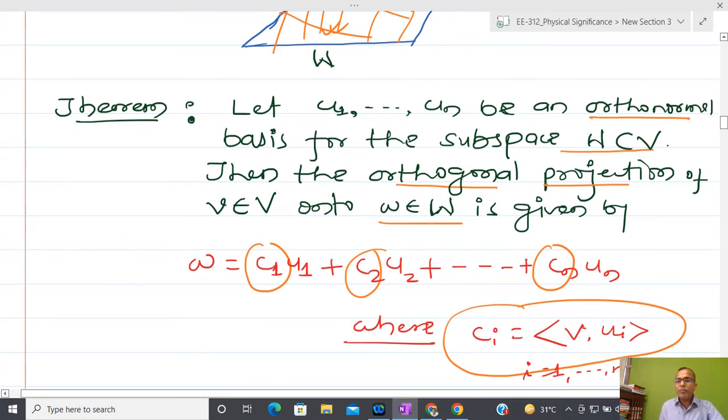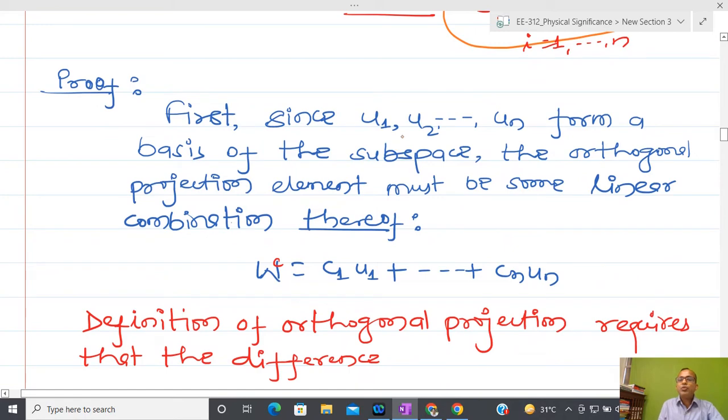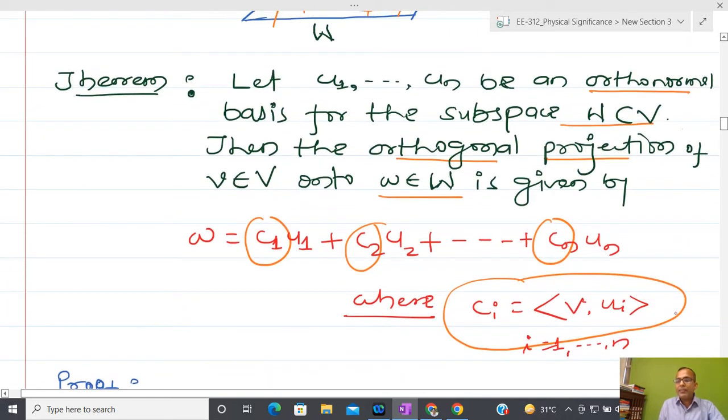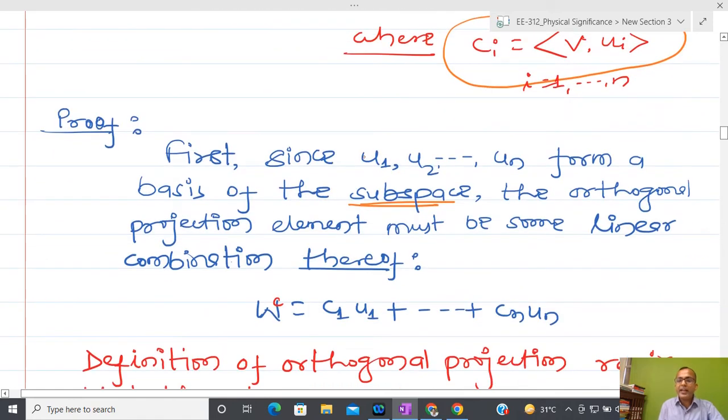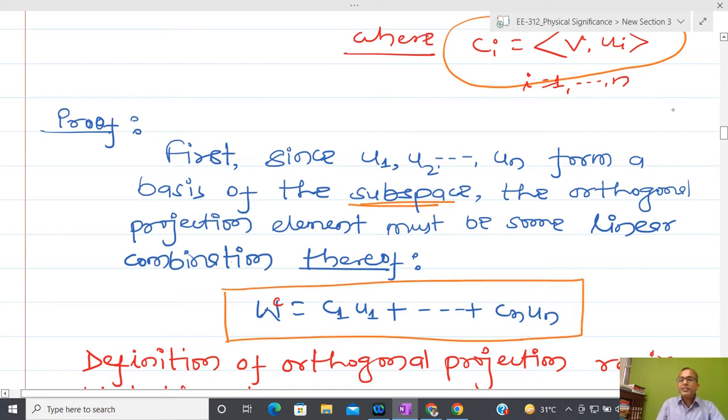Since this is a theorem, we have to prove it. The proof is not too difficult. Since I am assuming that u1, u2 and un form a basis of the subspace, any vector of it is a linear combination of these basis vectors, and by the assumption of this theorem, u1, u2 and un are an orthonormal basis. Orthonormal basis means that if you take the norm of each, it is unity. So first I am going to express any vector of this subspace using C1 U1, C2 U2, Cn Un. Now I have to identify C1 up to Cn if this W is the orthogonal projection of that vector V.